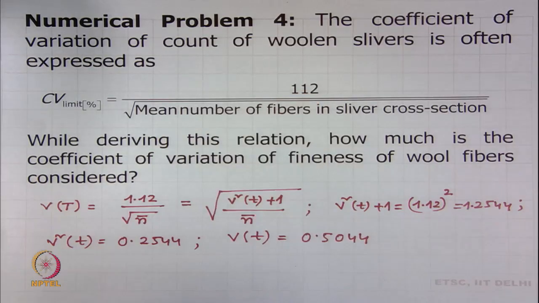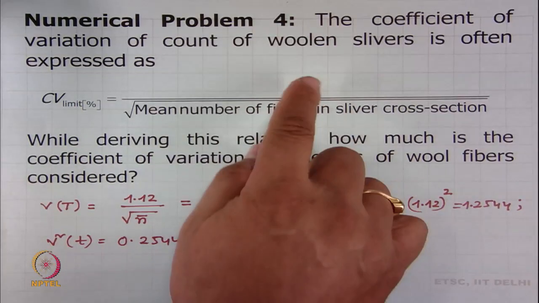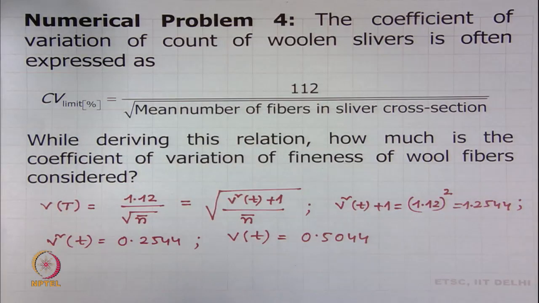So, what we have to do in practice when you need to find out the limit CV of woolen sliver or woolen yarn? You have to first find out the CV of fineness of wool fiber, then you have to use Martinelli's formula, then you have to find out the correct quantity here. In this way you need to do in reality.